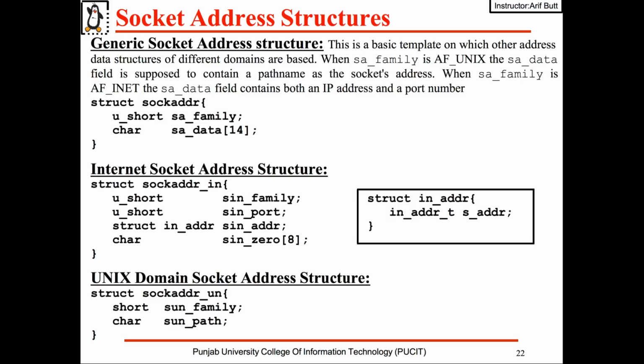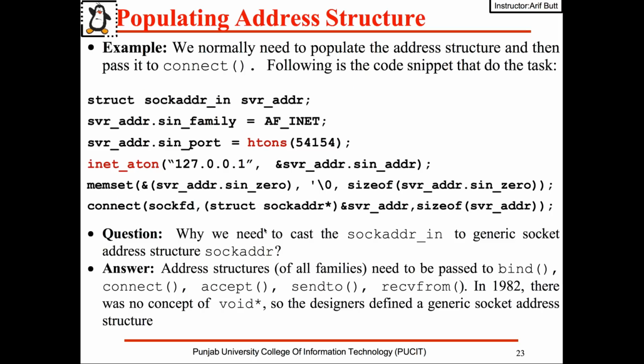Okay, so these are the address structures. Remember, dear students, this is the generic address structure sockaddr, and this is the actual internet socket address structure which we are going to use. These are the 4 members of the structure: sin_family, sin_port, sin_addr, and sin_zero. These are the padding. sin_family is normally AF_INET, sin_port is the port number. Let me show you this on the next slide. Yes, over here.